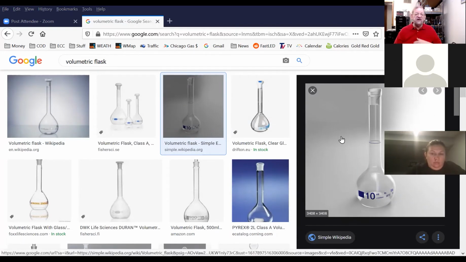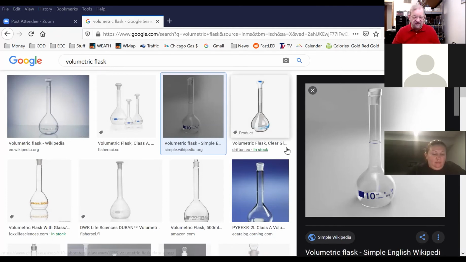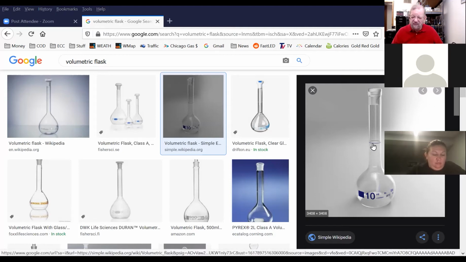All right, everybody see this flask that says 10 on the screen to your right? This is called the volumetric flask. And when you measure, you put the solute in here, dissolve it, then put enough of your solvent to get right up to this line, and you have exactly then 10 milliliters of solution.